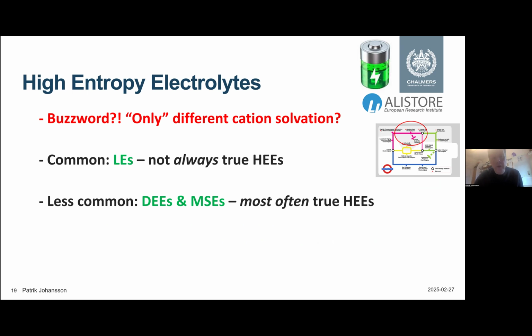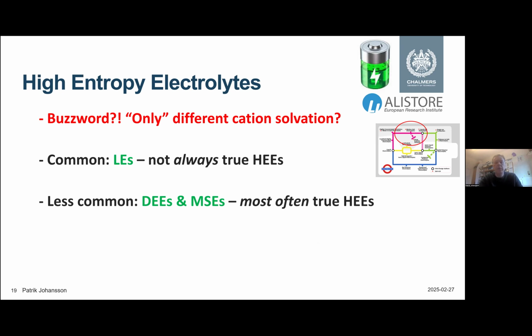A little bit different stance is the high entropy electrolytes. That is something that in maybe the last 3 or 4 years, and it was not among the electrolytes that I was listing, has become very popular in the literature. Buzzword. Is it a buzzword? Is it not only different cation solvation? Well, it depends on what you mean here.